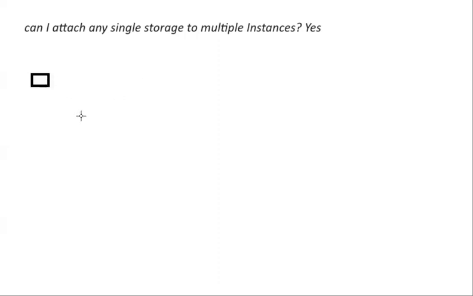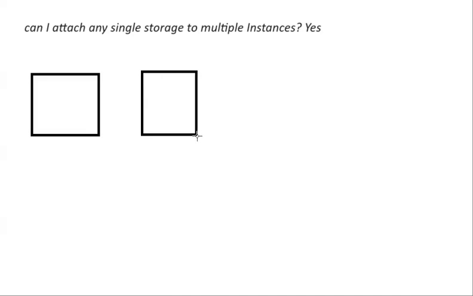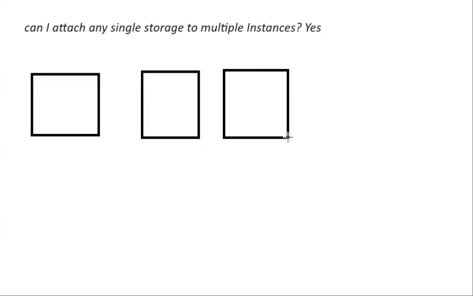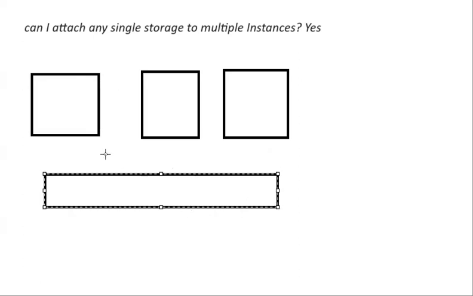Let's say I have one instance here, another instance here, and another instance here. Now, what I'm expecting is a storage like this, where I can mount this storage to this EC2 instance as well as this EC2 instance as well as this EC2 instance also. I want to attach my storage to these EC2 instances. Let's say this is a storage. Now my question is, is any type of storage like this possible?